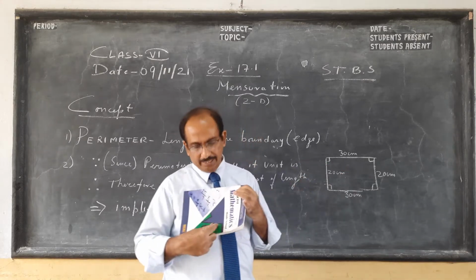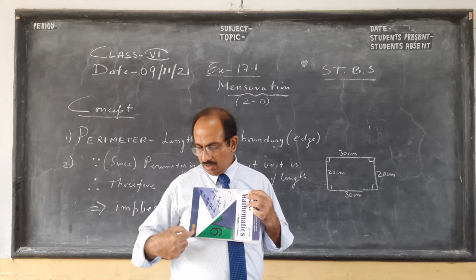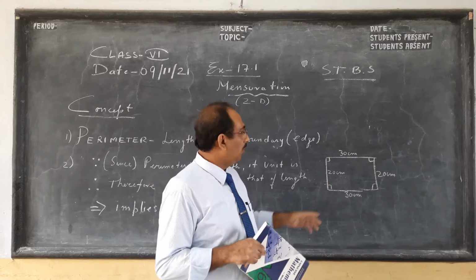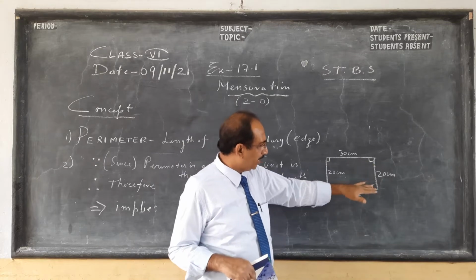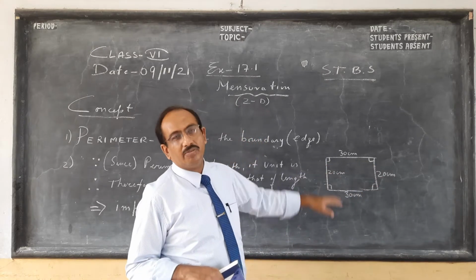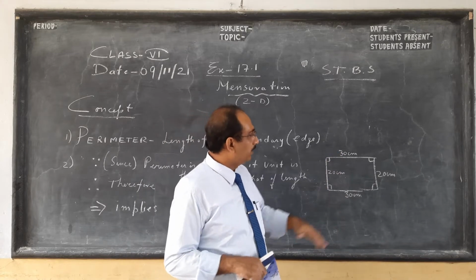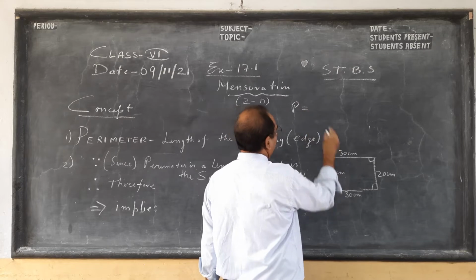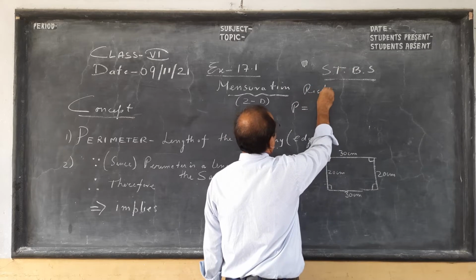So when you open it, suppose the wire or thread goes like this, I open it. So how long will it be? You will see when you open it, you will get 30 plus 20 plus 30 plus 20, which means, we have a formula later on, 2 times length plus breadth. Perimeter P means perimeter of a rectangle.